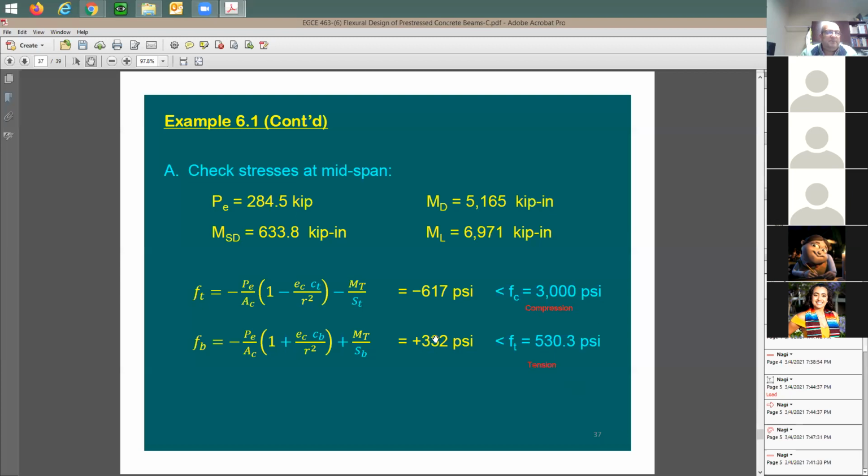Sure, good. Look at this number here. 332 versus 530. It makes sense. Because if you put 16, you're going to be very close to this number. We put 12, where it's going to be slightly lower. So it seems to me that this tension was really controlling our design. It was not the compression. For the compression, we have good range from 617 to 3,000. We still have room. So some of this limit is going to be really controlling the number of tendons that you need to put in there.